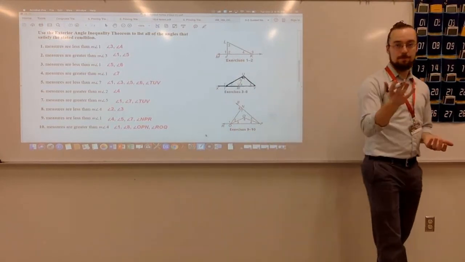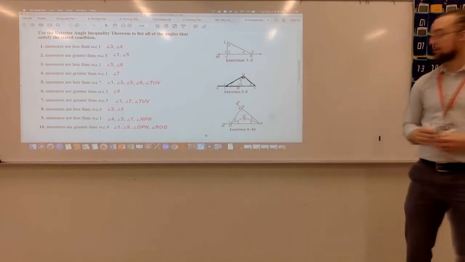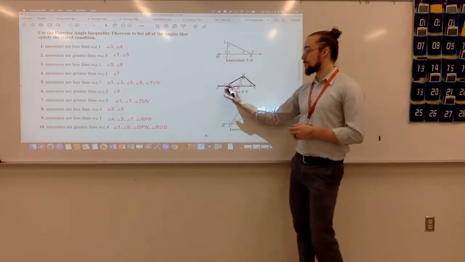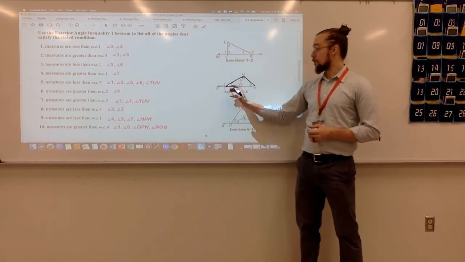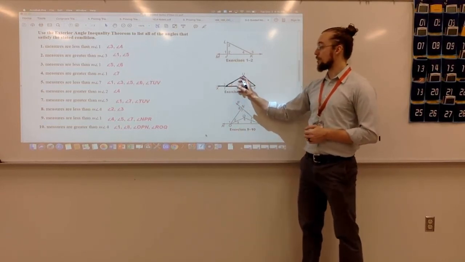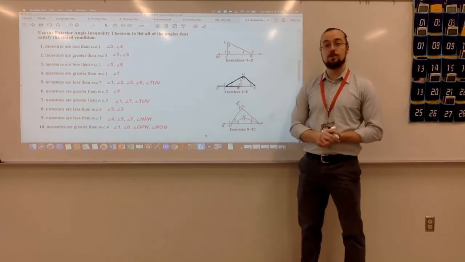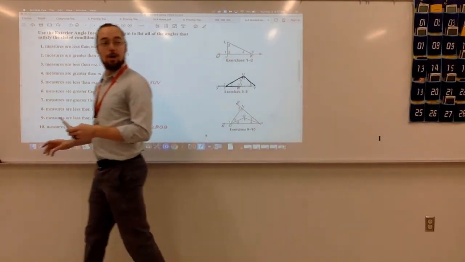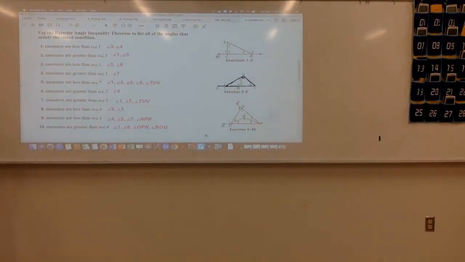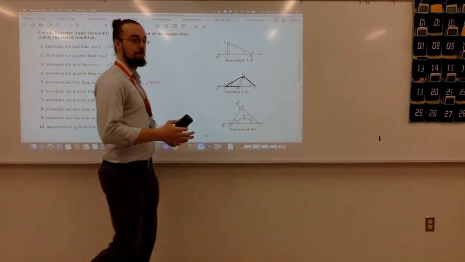How will we know it's bigger than TUV? Because angle 7 is exterior to this whole triangle. So angle 7 has to be greater than this angle and this angle. Okay? What other ones do we want to take a look at here?